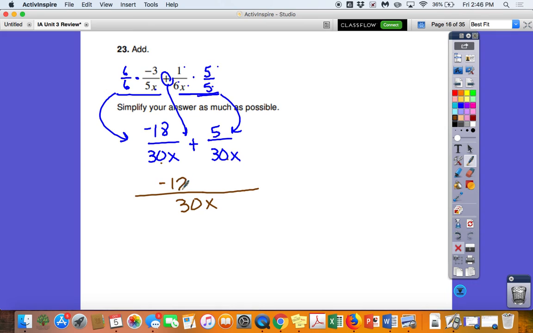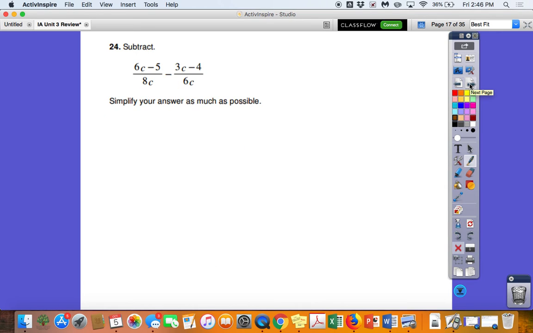That gives me negative 18 plus 5. Well, those are like terms. You need to put those together. So negative 18 plus 5 is a negative 13 over 30x. And there is nothing in common between 13 and 30. So you should be stuck. Okay. All right. Similar.